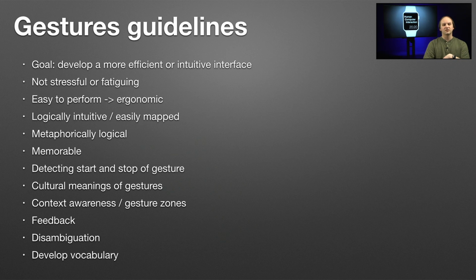So just some general guidelines for gestures, and of course gestures are their own involved area. I think the most important thing to remember, if you remember anything about gestures, is that the goal of a gesture is to make something more efficient or intuitive, not just to be a gesture for the sake of being one. You certainly don't want gestures that are more stressful or fatiguing than other means of doing the same thing with an interface. So you want them to be easy to perform, so ergonomic. They need to be intuitive, and you really want to think about people's mental mapping.